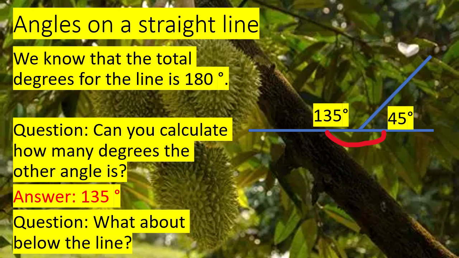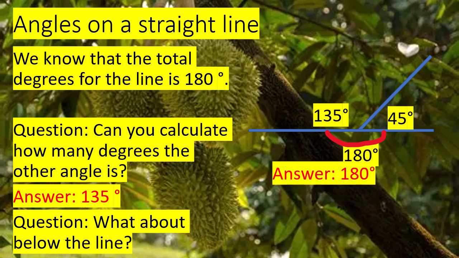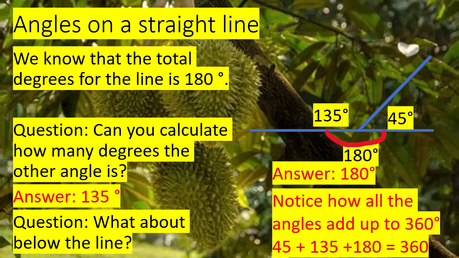So question, what about the angle below the line where the red half circle is? How many degrees is that one? And the answer for that one is 180 degrees. Notice how all the angles add up to 360. So we have 45 plus 135 plus 180, which comes to 360 degrees.